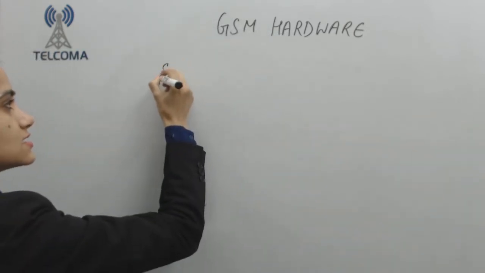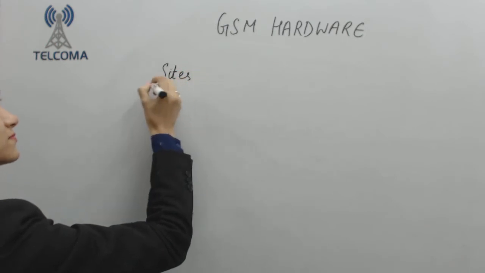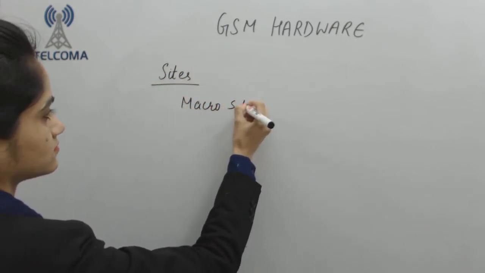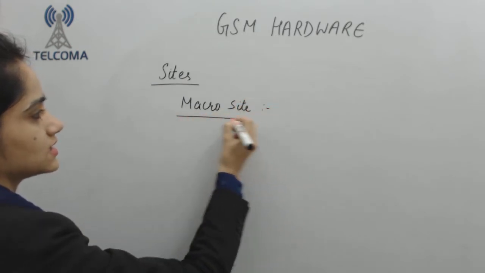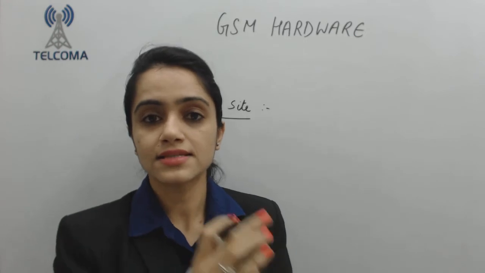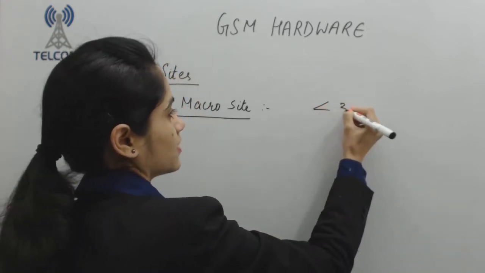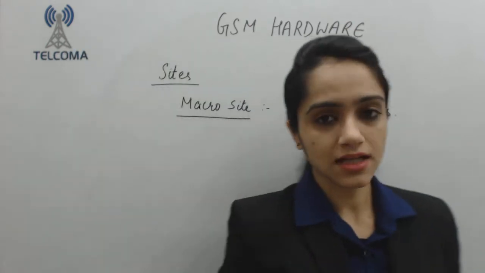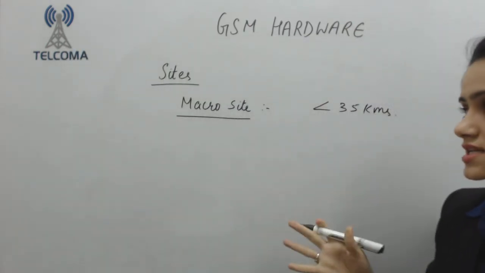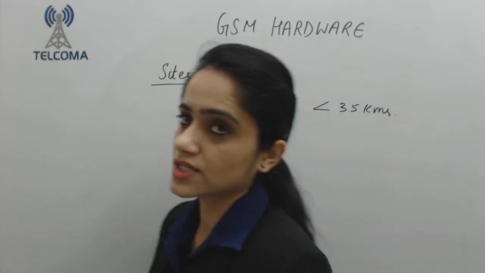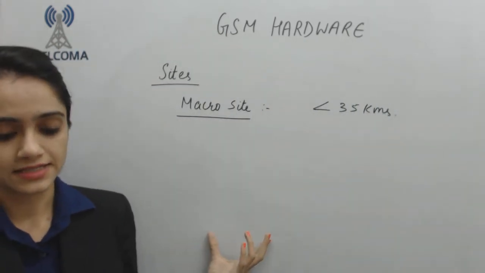So sites like we have a macro site. This macro site is a large site, that means the coverage area of this particular site extends up to 35 kilometers. So we can expect a single BTS that can radiate up to 35 kilometers. So this will form a macro site.